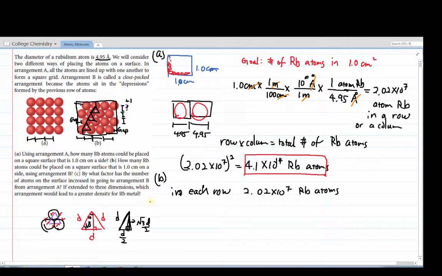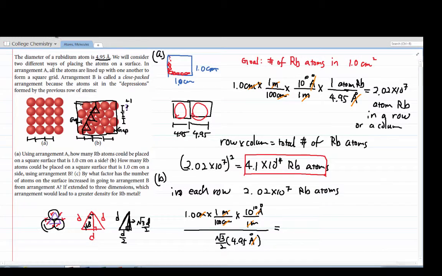So how do we tackle this? Well, you first write down, okay, I'm gonna first start with the 1 centimeter again, and then 100 centimeter, 1 meter, and then convert this, pretty much same as the above. We've done this here. Now in that length, we want to know how many heights there are, how many rows we have. So diameter is 4.95 angstrom, and notice units cancel out, and even the angstrom will cancel out, leaving you number of atoms.